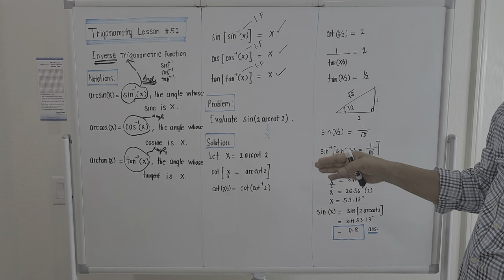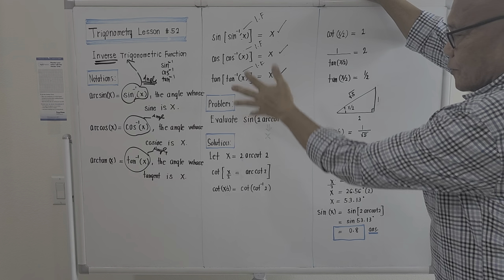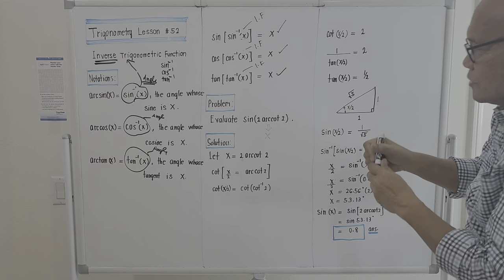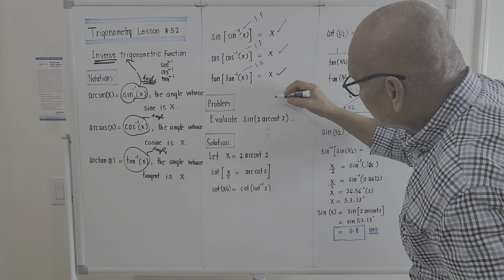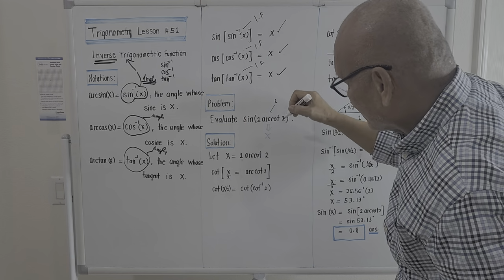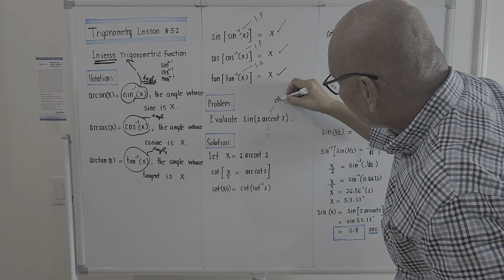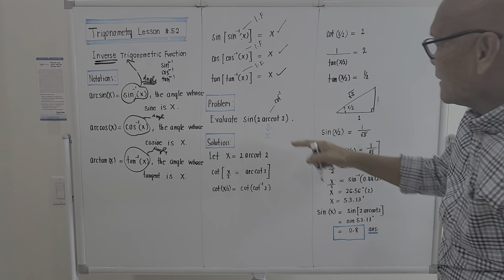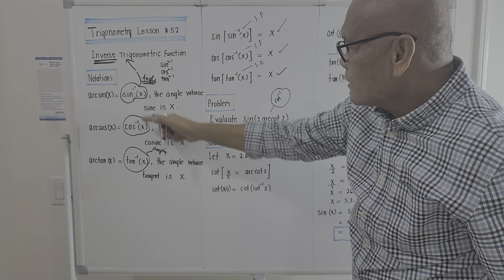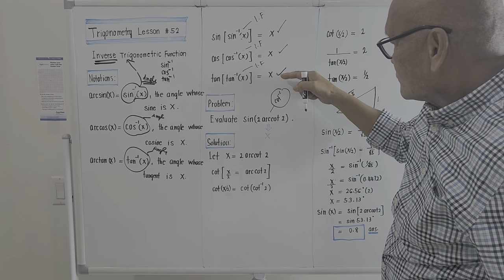Okay, let's try to bring out an example problem. Evaluate the sine of twice the arccotangent of 2. This arccotangent of 2 can be written as cotangent to the minus 1, right? Arccotangent is just the equivalent of cotangent to the minus 1. It follows that if it is arccotangent, it should be cotangent to the minus 1.